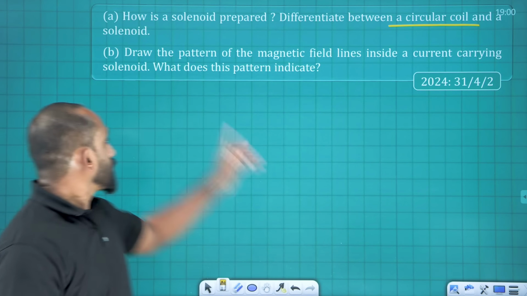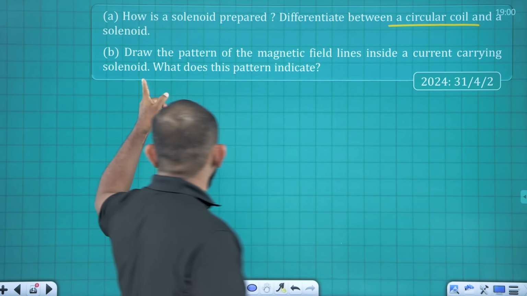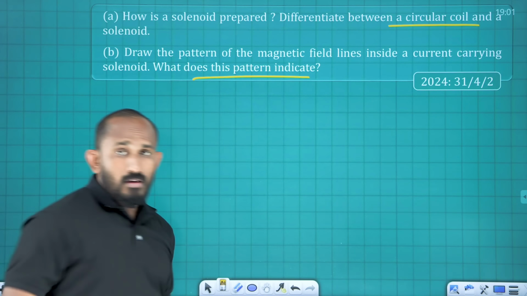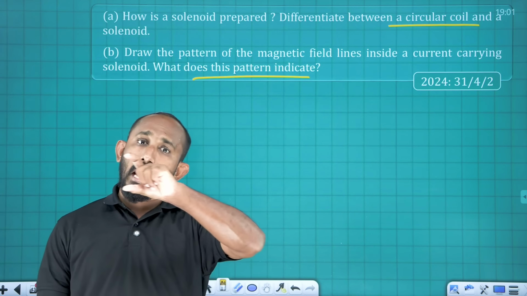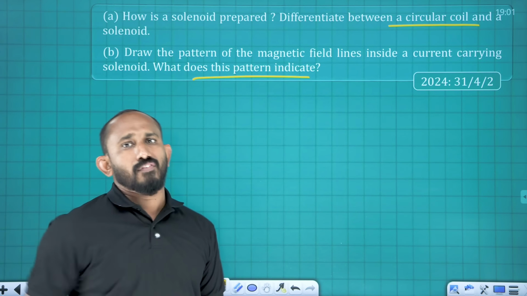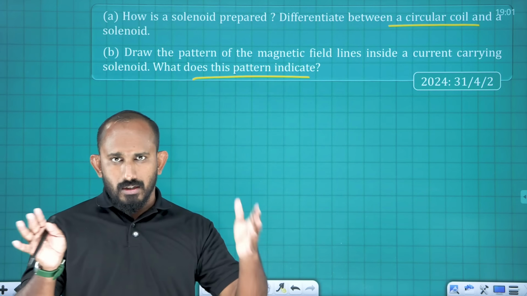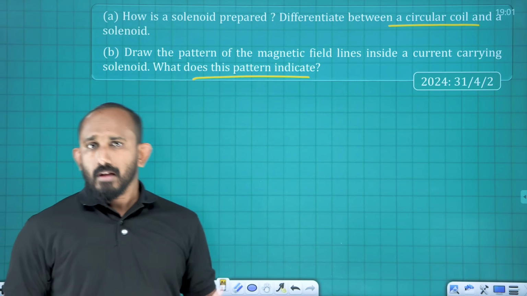Hope you got it. Draw the pattern of the magnetic field lines inside a current carrying solenoid. What does this pattern indicate? See, another matter. It indicates a uniform magnetic field. It's parallel lines in the region. So it gives a strong and uniform magnetic field throughout the interior points. No change, no increase, no decrease. Same will be throughout the inside part. Next question, see.